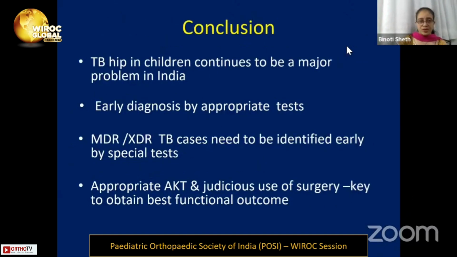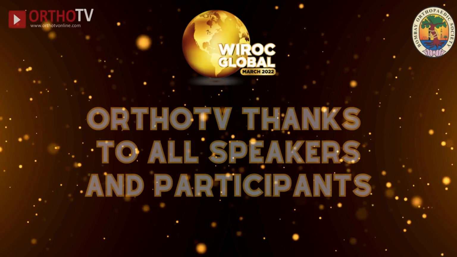So if I have to conclude, TB hip in children continues to be a major problem in India. Early diagnosis by appropriate tests is the key for getting a good outcome. You must diagnose MDR or XDR TB cases at the outset so that the respective chemotherapy can be started right away. And appropriate AKT and judicious use of surgery is the key to obtain the best functional outcome. Thank you so much.